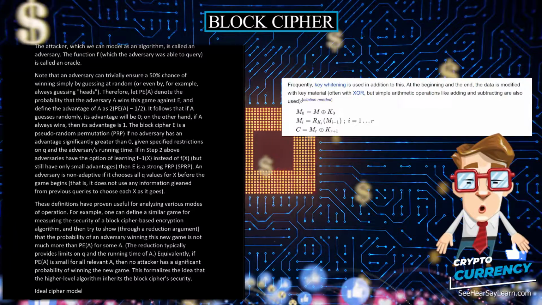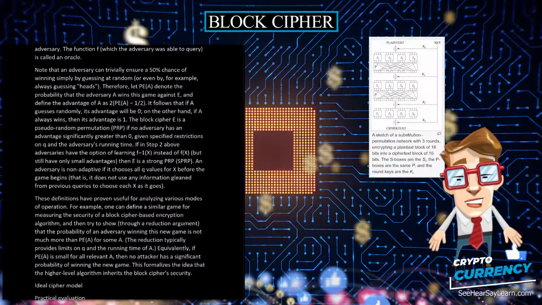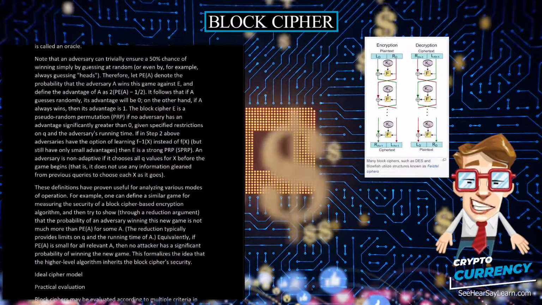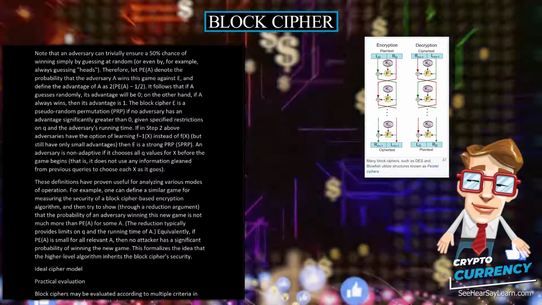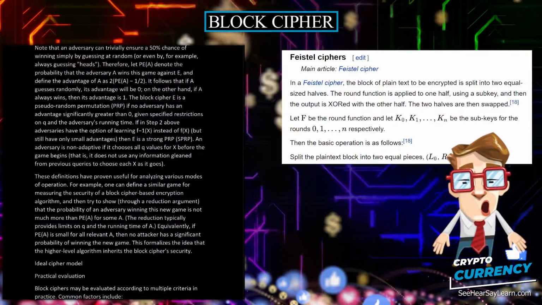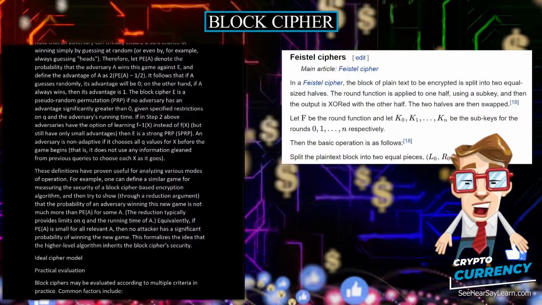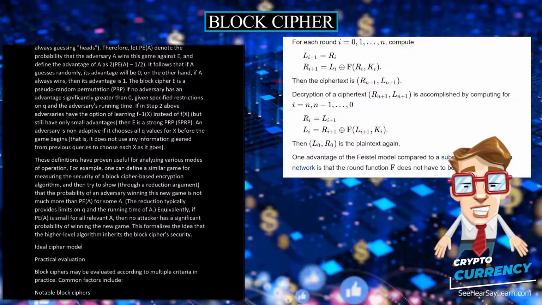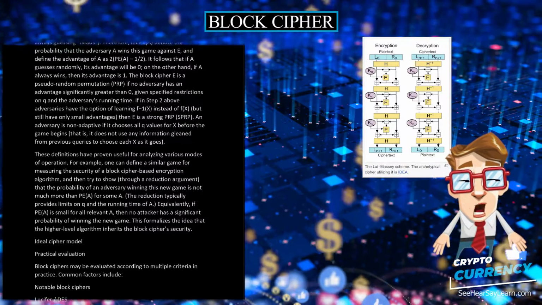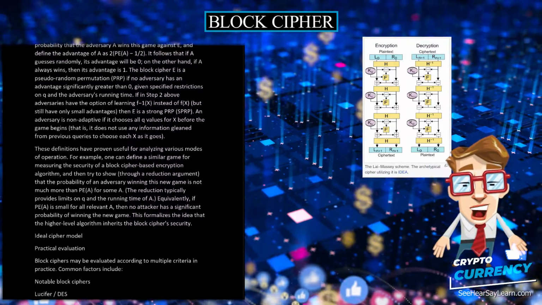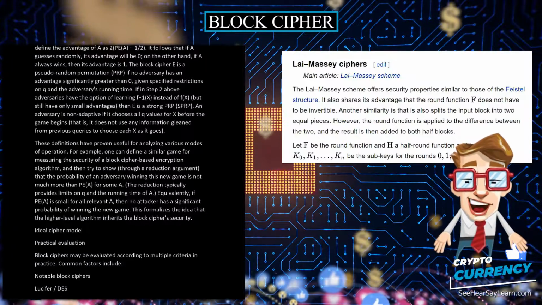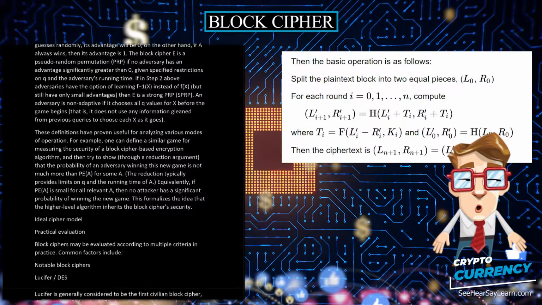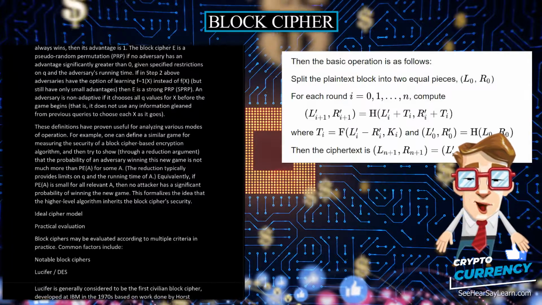These definitions have proven useful for analyzing various modes of operation. For example, one can define a similar game for measuring the security of a block cipher-based encryption algorithm, and then try to show, through a reduction argument, that the probability of an adversary winning this new game is not much more than P_A for some A. The reduction typically provides limits on Q and the running time of A. Equivalently, if P_A is small for all relevant A, then no attacker has a significant probability of winning the new game. This formalizes the idea that the higher-level algorithm inherits the block cipher's security.